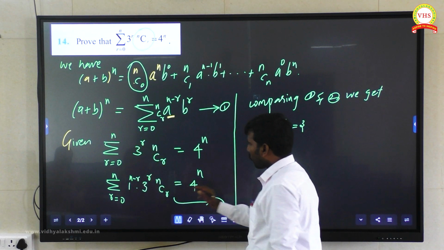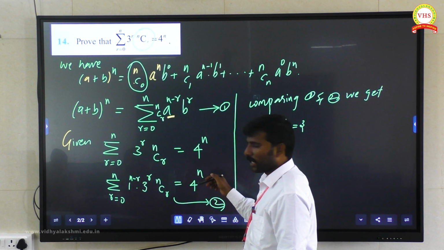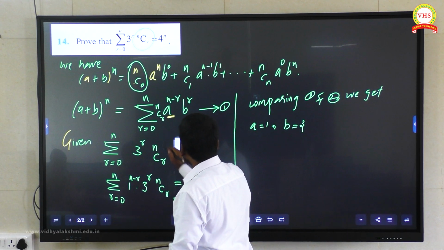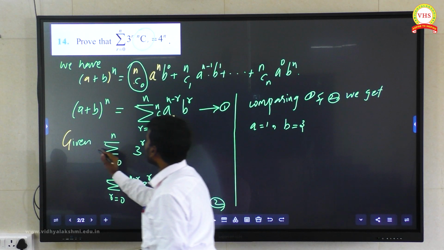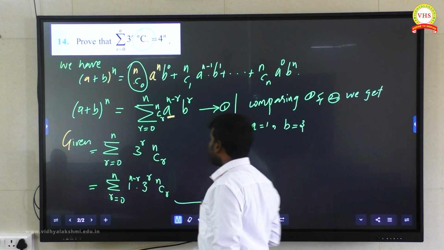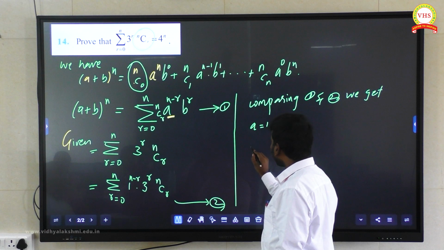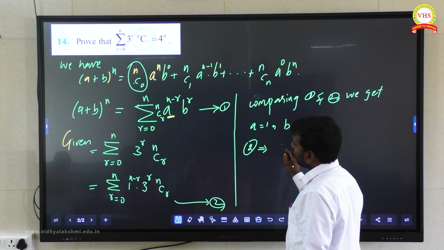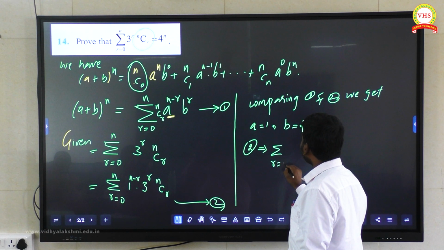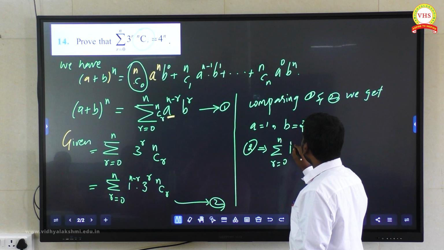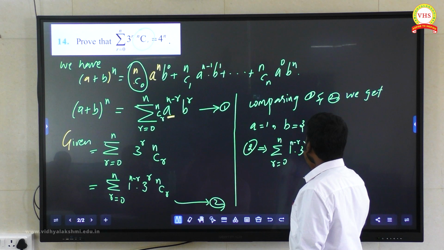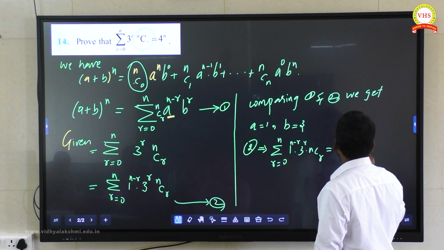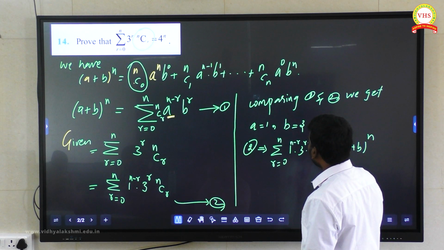We know this is equal to 4 power n, which we have to bring. They asked to prove that, so you don't take this, this is given. Now I am going to take the 2. Take sigma r equal to 0 to n, 1 power n minus r into 3 power r nCr, which is equal to, we know, (a plus b) whole power n.